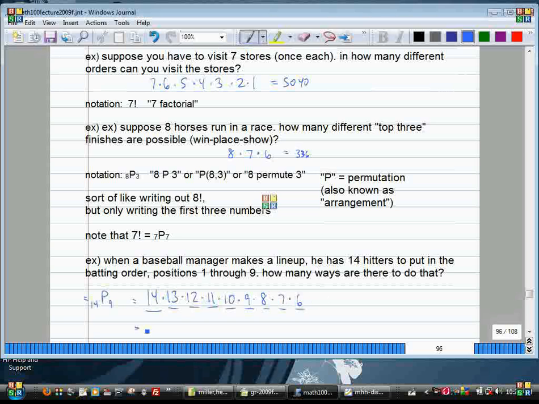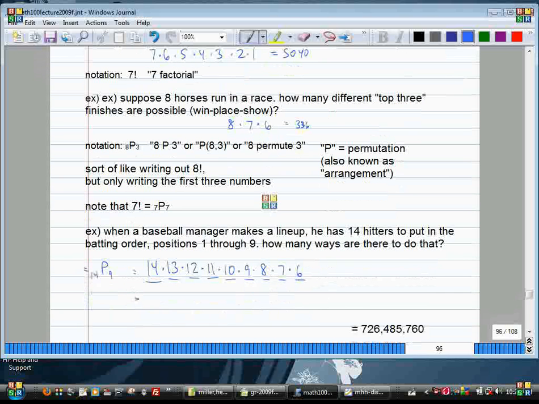So now you'd have to work out what that is. That's what calculators are for. And it turns out the answer is 726,485,760. I told you these numbers get very big very quickly. That's a lot of options. That's why managers get paid the big bucks, right?